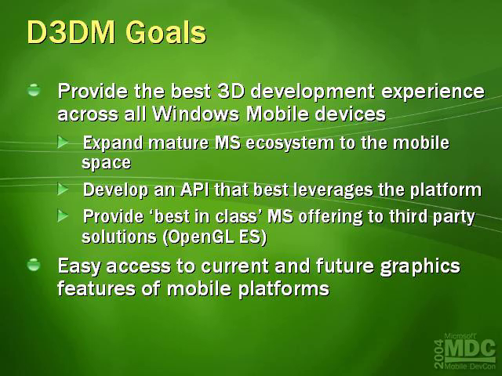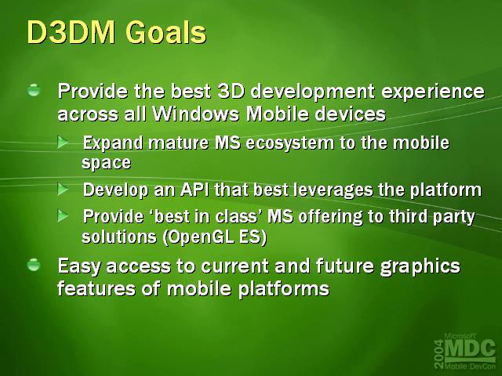Continuing on the idea of an ecosystem, the DirectX ecosystem from the desktop is a powerful thing. Much like the .NET CF ecosystem expansion from the desktop, we want to continue the DX ecosystem in the ways I mentioned earlier. Also, we want to ensure that the API we create can best leverage the characteristics of the platform. You're doing 3D development, writing 3D content, but you want to be able to access certain hardware characteristics seamlessly in your content. Finally, the idea of the best-in-class solution for Microsoft technology over third-party offerings.